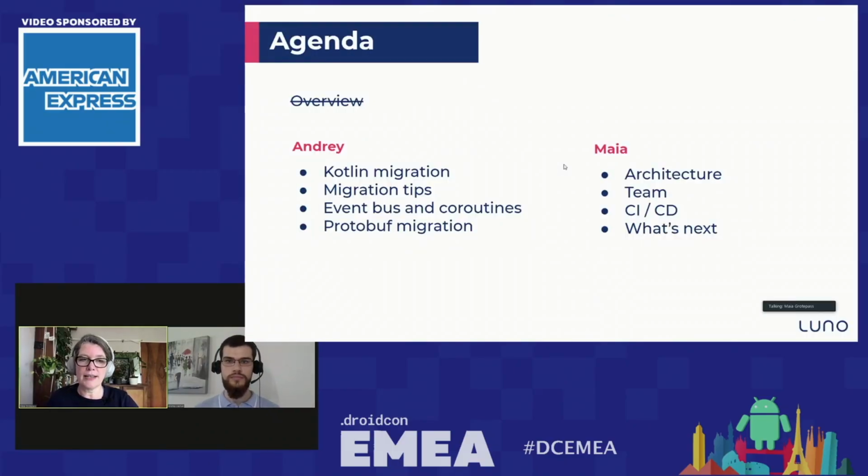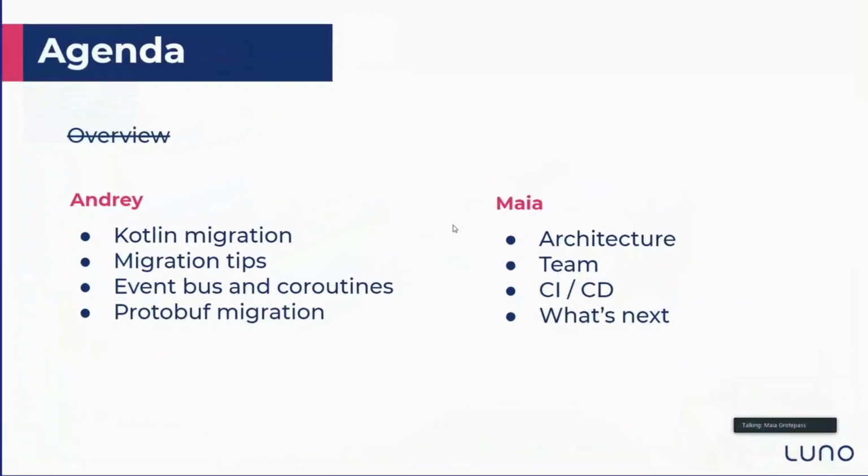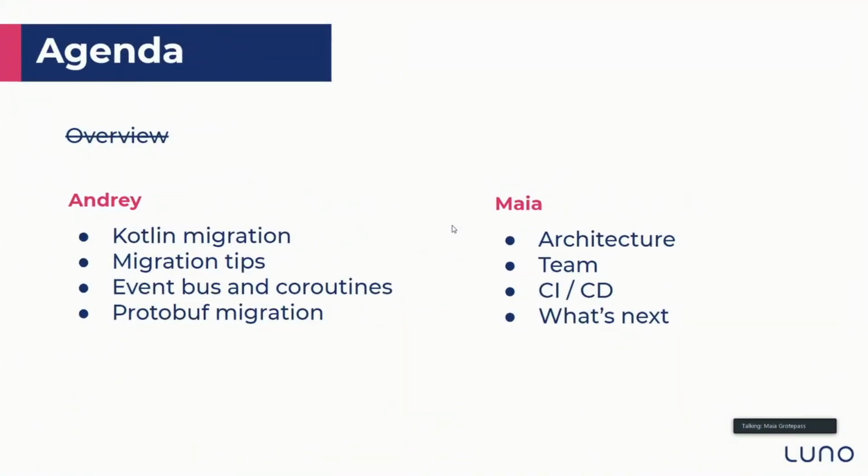So now the agenda. I'm going to refactor our agenda a little bit. I've already told you about the overview, so we can delete that piece of code. And now I'm going to split responsibility. First, Andrey will tell us about Kotlin migration, migration tips, EventBus and coroutine migration, and some protobuf migration. And then after him, I will talk a bit about the architecture and how this helps us for testing. I will tell you how we structure our remote teams so that we can do this kind of migration more easily. I will give you some insight into our continuous integration and continuous delivery pipeline and give you a sneak peek on what's next.